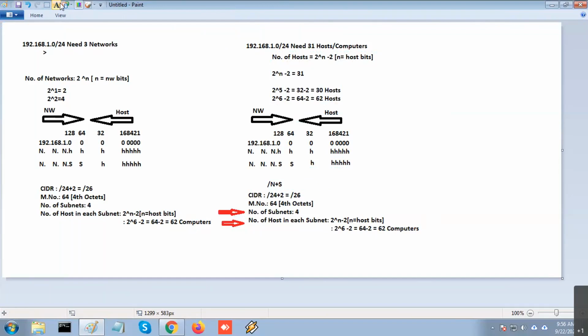See, this is called VLSM. VLSM means variable length subnet masking. This time the customer is saying both now. He's not saying only one, only network or only host. Now he's saying I need 6 subnets.